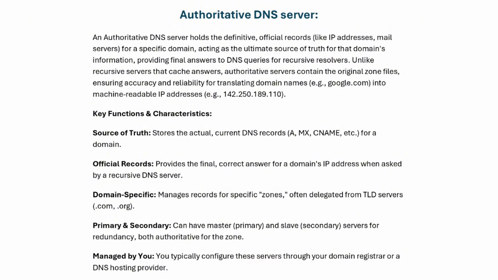So let's now understand the key functions and characteristics of an authoritative DNS server. Source of truth: it stores the actual current DNS records, A, MX, CNAME, etc., for a domain. Official records: it provides the final correct answer for a domain's IP addresses when asked by a recursive DNS server. Domain specific: it manages records for specific zones, often delegated from TLD servers like .com or .org. Primary and secondary: you can have a master primary and a slave secondary server for redundancy, both authoritative for the zone.